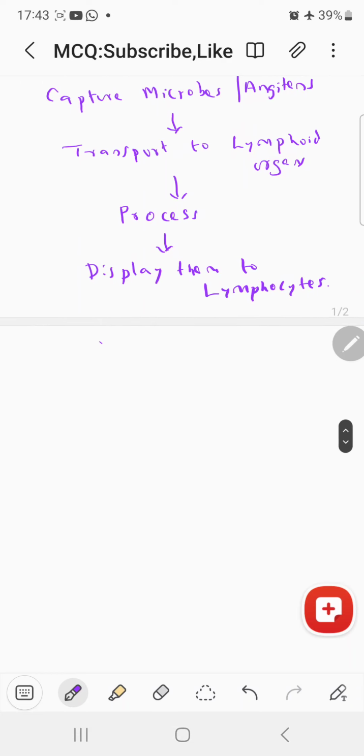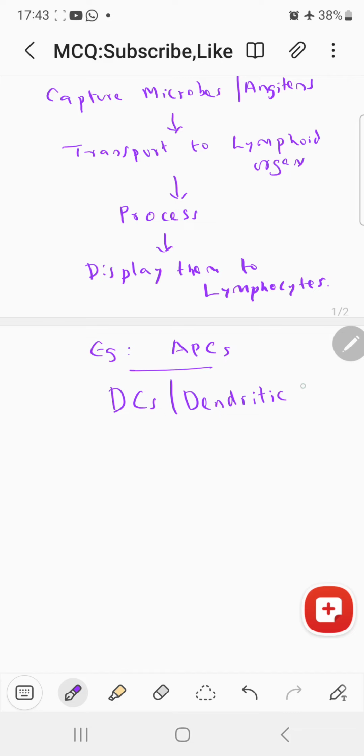Now coming to the important examples of antigen presenting cells, the important ones are DCs, also called dendritic cells. Another example of antigen presenting cells, which is represented by this symbol, is macrophages. So macrophages are also important antigen presenting cells.